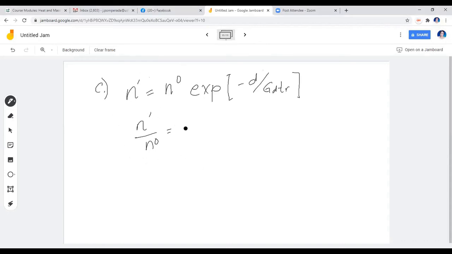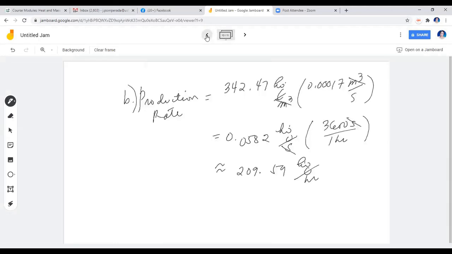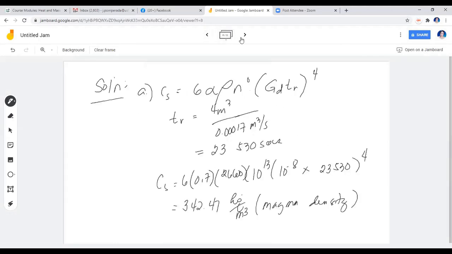So we have n prime over n naught, then exp here, negative. Our diameter is 100 micrometers, so this is 100 times 10 raised to negative 6, and that's in meters already. Then we divide this by G sub D, which is 10 raised to negative 8. And the T sub R we're going to use here is the T sub R we got a while ago, 23,530.